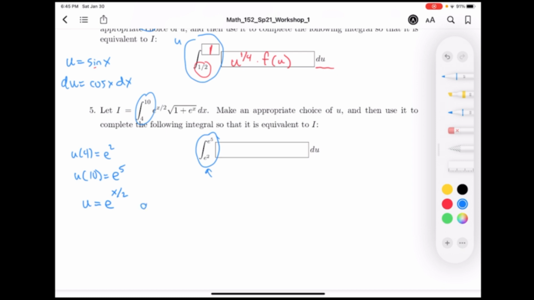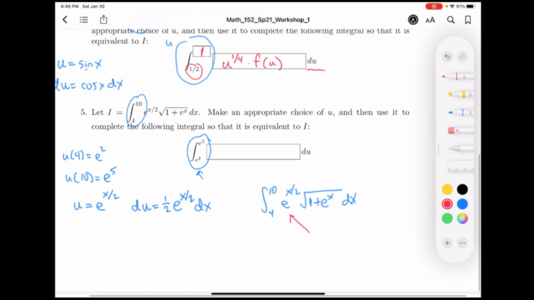So let's see. In that case, du is going to equal 1/2 e to the x over 2 dx. So let's see what I have to replace here. I'm just going to rewrite this. So this is going to be the integral from 4 to 10 of e to the x over 2 times the square root of 1 plus e to the x dx. All right. So the e to the x over 2 dx, I almost have that in du, except that I'm going to have to say 2 du equals e to the x over 2 dx. So even though they're not next to each other, they're going to be replaced with 2 du.